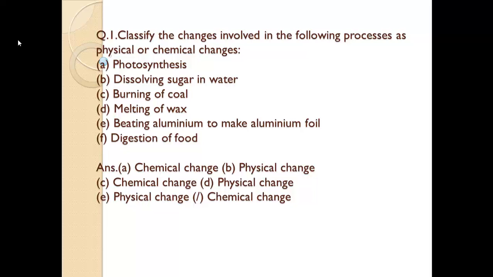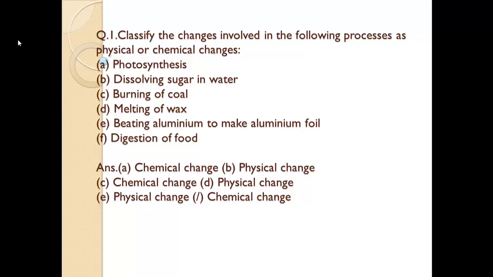Number 1, photosynthesis. We know that photosynthesis is a process in which plants make their own food by getting carbon dioxide, water and sunlight. So it is a chemical process as new substances are produced after photosynthesis. We know that glucose is produced along with oxygen, right? So it is a chemical change. Dissolving sugar in water. So we know that dissolving sugar in water is a physical change as there are no new products formed.